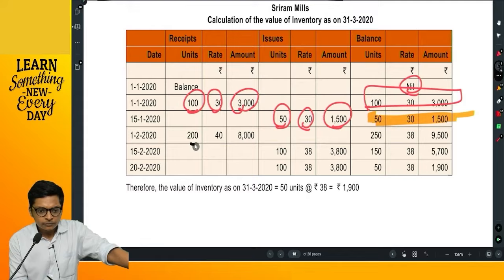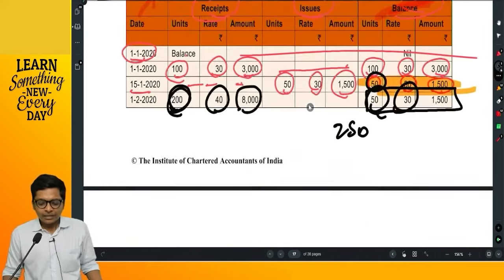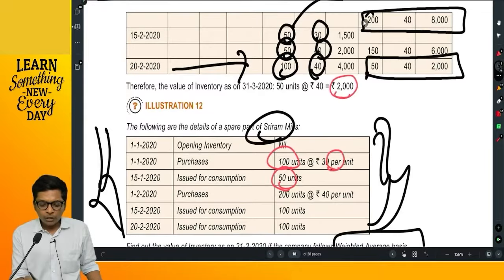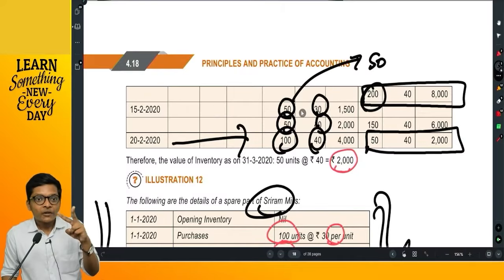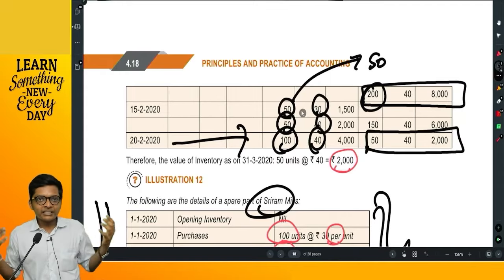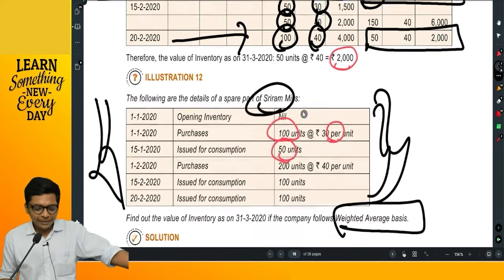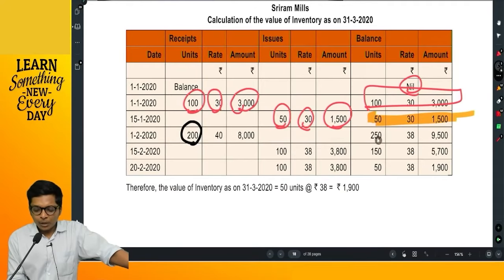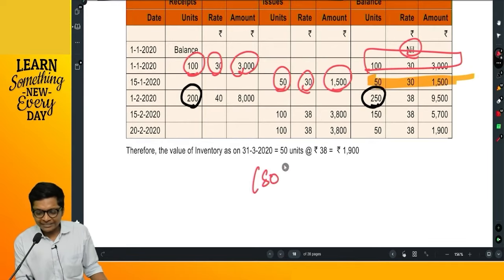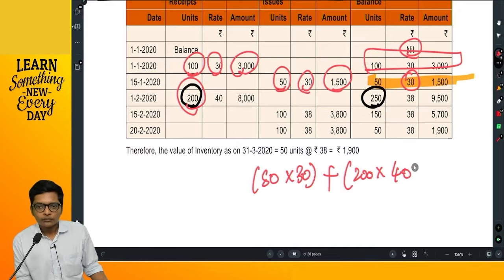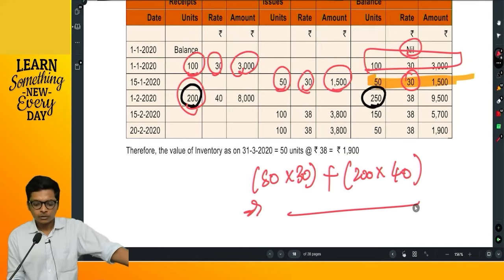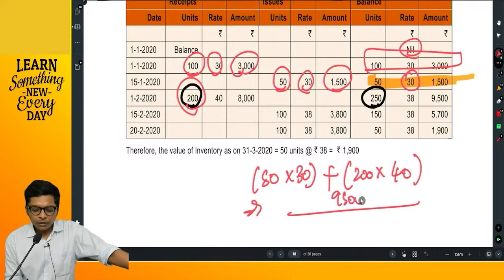I issued how much in the previous sum? There, the 50 and 200 had to be shown separately because it is FIFO. But weighted average mixes everything. So I have to mix 200 plus 50. How do we find their price? Look at this. 50 is purchased at what price? 50 into 30, plus 200 purchased at what price? 200 into 40. How much totally? 9,000. For how many units? So per unit.